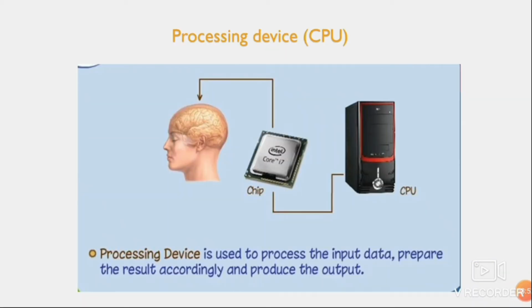The CPU is a processing device, just as a human receives all the signals from the brain and stores information in the brain, in memory. Like in computers, the CPU is contained on an integrated circuit chip that is known as a microprocessor. It receives all input data and processes it. After processing, it prepares the result accordingly and produces the output.